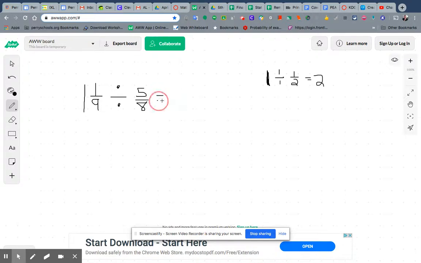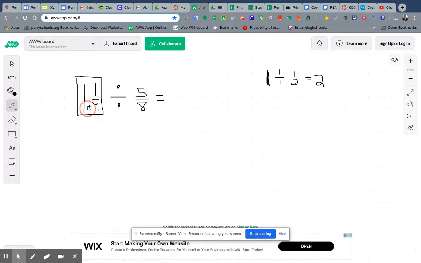All right, now that we got our estimation out of the way, we're going to start by converting this first mixed number into fraction or improper fraction form. We do that by taking 9 times 1, which is 9, add 1, which is 10, and I get 10 ninths. Okay, so I got step 1 out of the way.